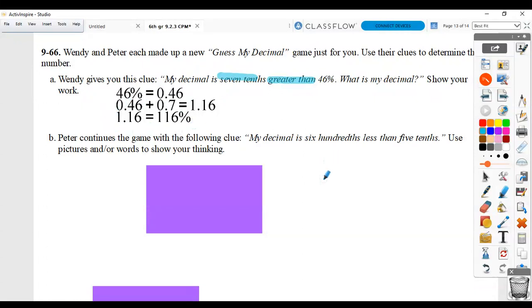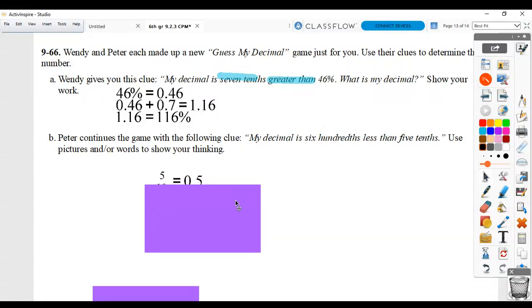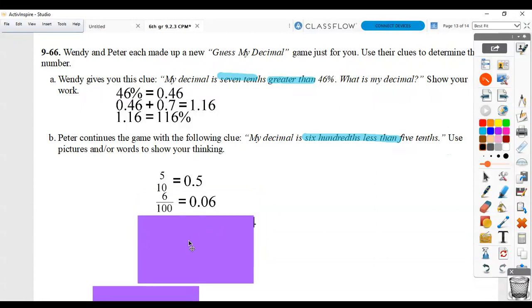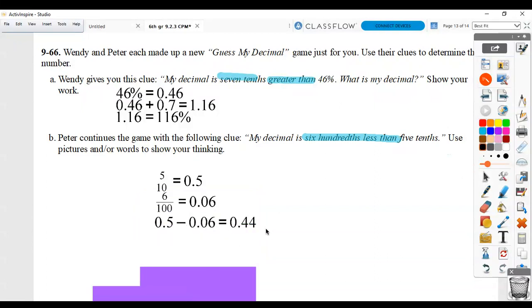B, Peter continues the game with this clue. My decimal is 6 hundredths less than 5/10. So we've got 5/10 as a decimal. We want to have 6 hundredths less than that. So we're going to take away 6 hundredths from that to get 44 hundredths. So change them both to decimals, and then 6 hundredths less than 5/10 gives you 44 hundredths.